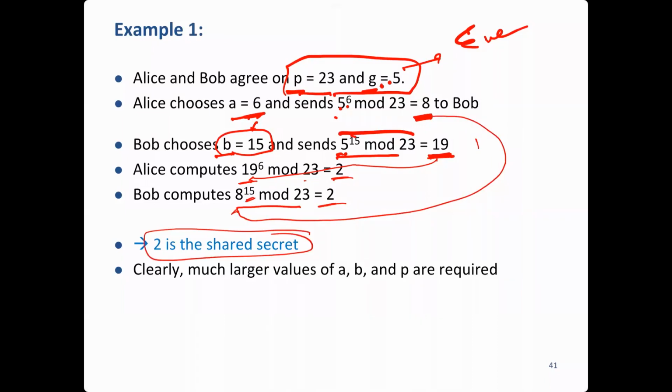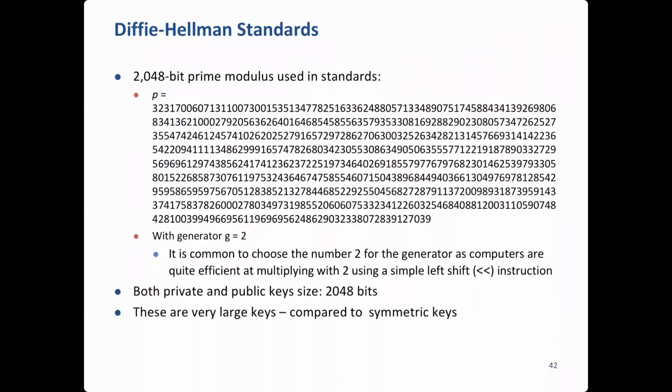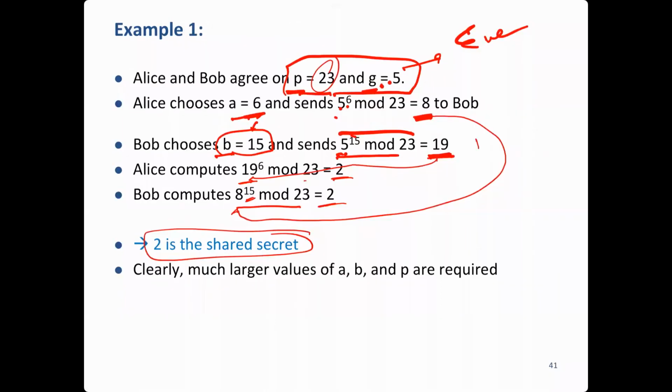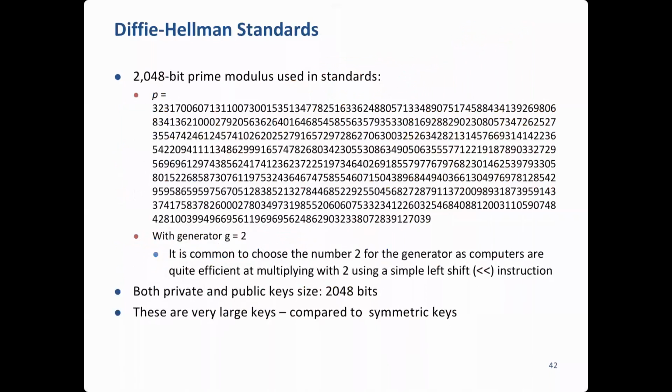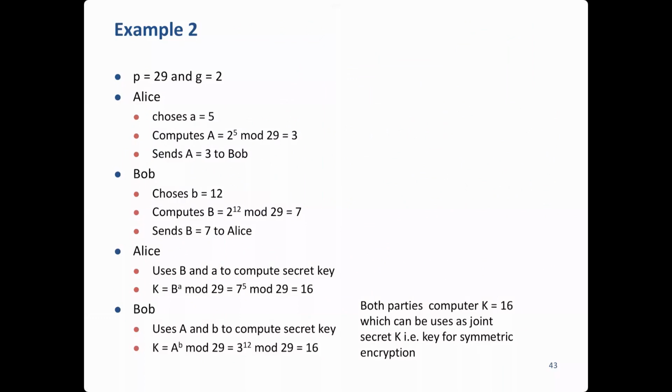In practice, we have taken P as 23 here, but we cannot use this, otherwise it's easy to break. P will look something like this, shown in hex. And G we can choose anything, say 2, but the private and public keys A and B must also be 2048 bits, which means A and B will also look something like this. Please go through another example here and it will become clear to you.